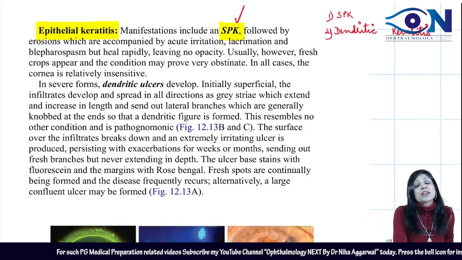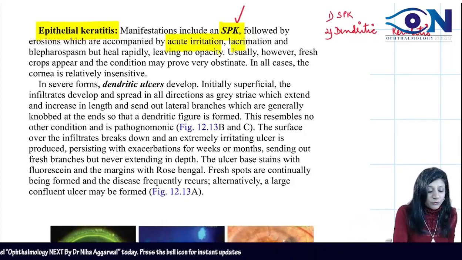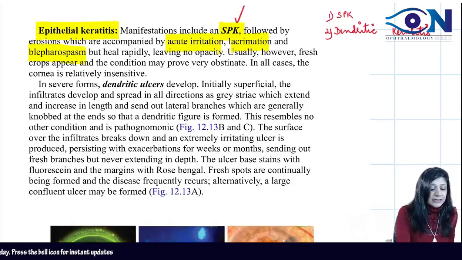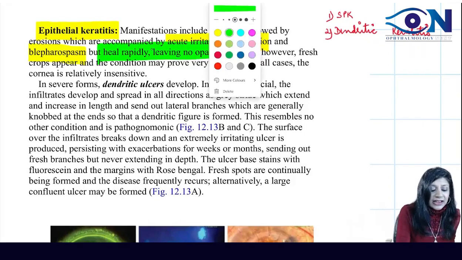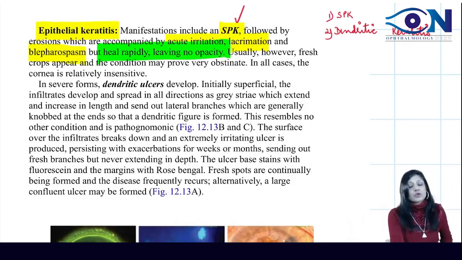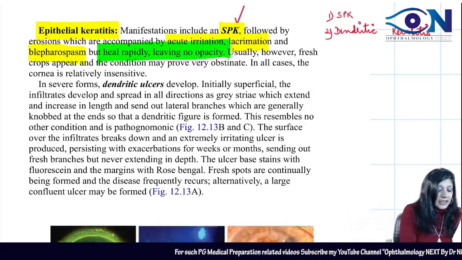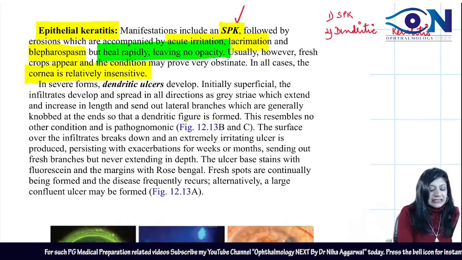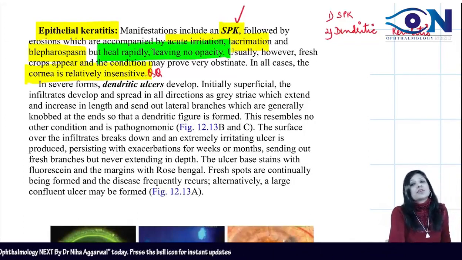Because there are erosions on the cornea, we can have irritation, we can have watering, we can have blepharospasm, but the thing is that because they are superficial, they are healing rapidly and causing no opacity. And I think that is a boon, because whenever it is causing opacity, that can lead to diminution of vision. Usually, however, fresh crops appear and the condition may prove very obstinate. In all cases, the cornea is relatively insensitive. So decreased corneal sensation is a typical feature in cases of viral keratitis.